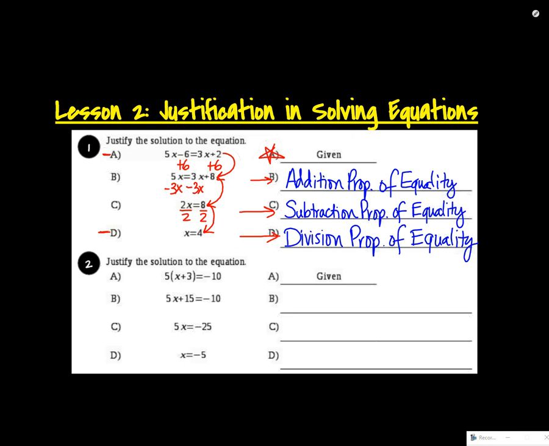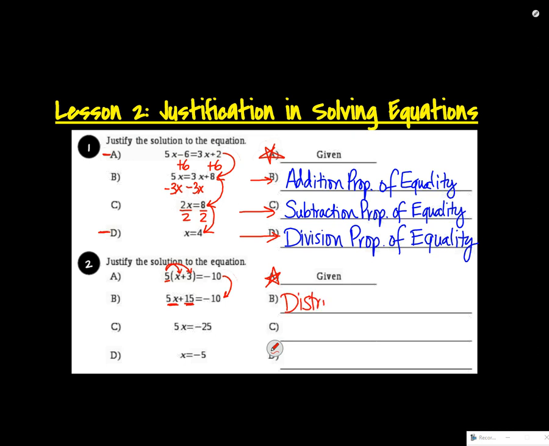All right, let's look at 2. So we start with given. We're always going to start with given because that's the problem that was given to us. And we have to determine from A to B what step was made. So it looks like I have 5 in a set of parentheses. And then when I come down here, my 5 is now with an x. And I don't have a 3, I have a 15. Well, 5 times 3. So it looks like I did one of these. 5 times x is 5x. 5 times 3 is 15. So that is the distributive property.